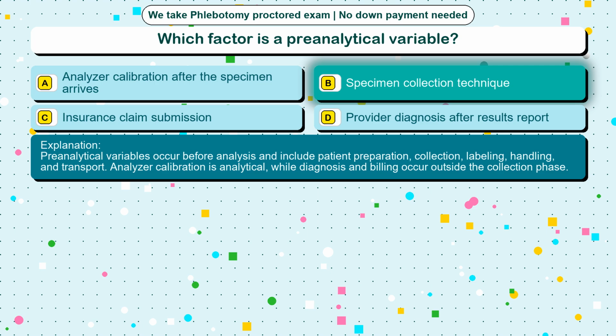Analyzer calibration is analytical, while diagnosis and billing occur outside the collection phase.